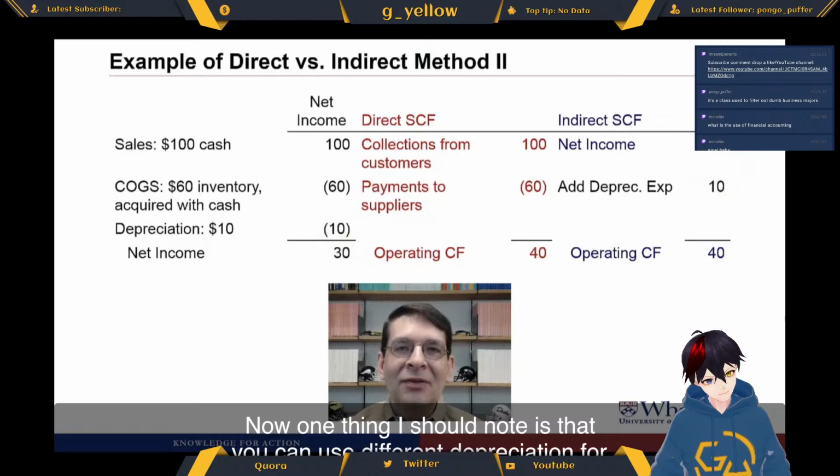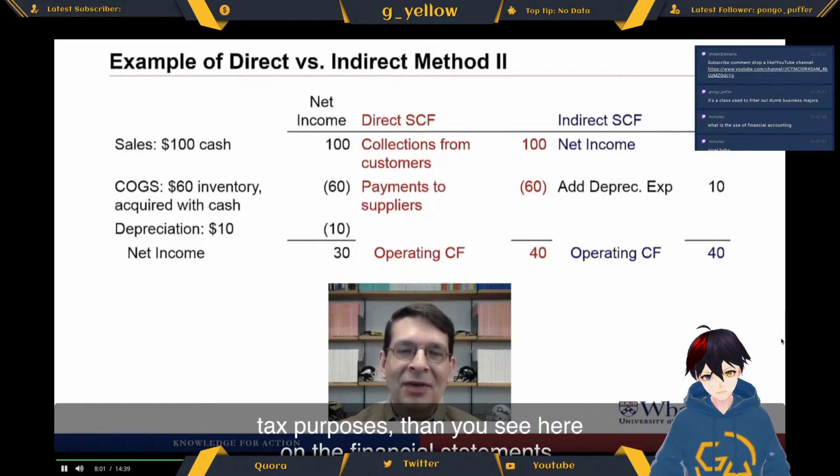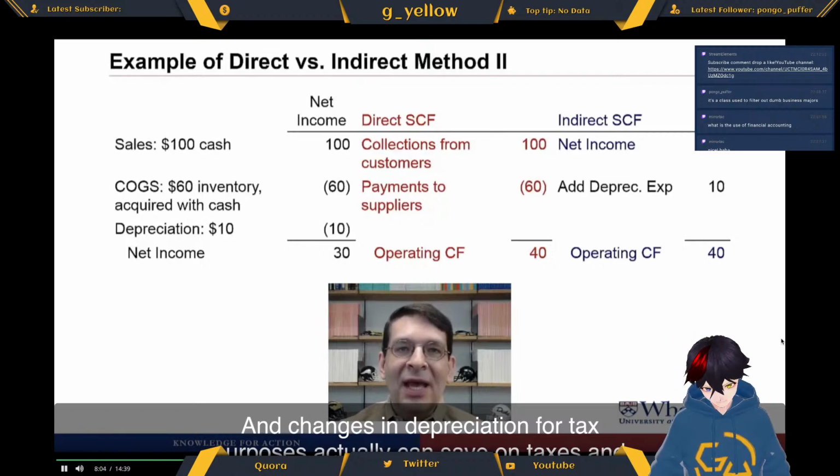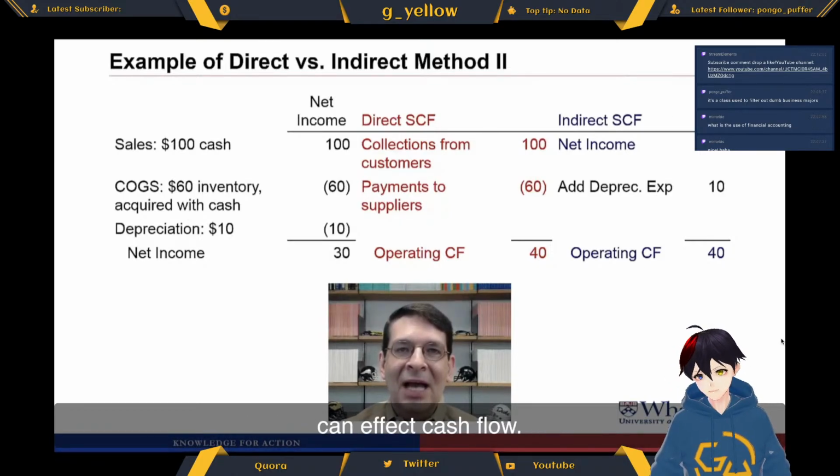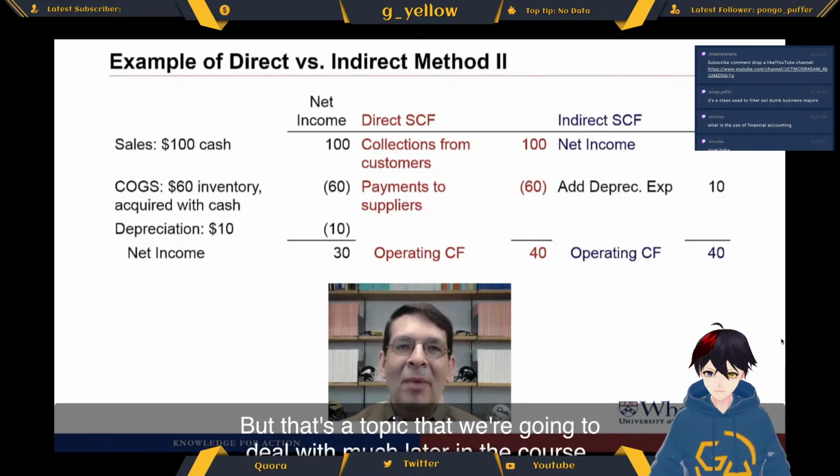Now, one thing I should note is that you can use different depreciation for tax purposes than you see in the financial statements. And changes in depreciation for tax purposes actually can save on taxes and can affect cash flow. But that's a topic that we're going to deal with much later in the course.